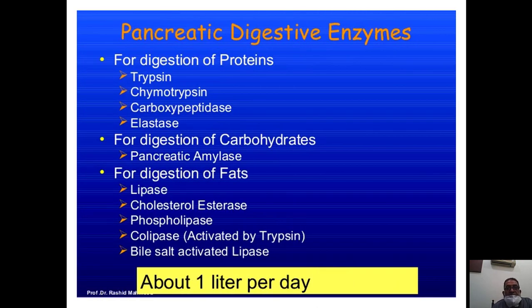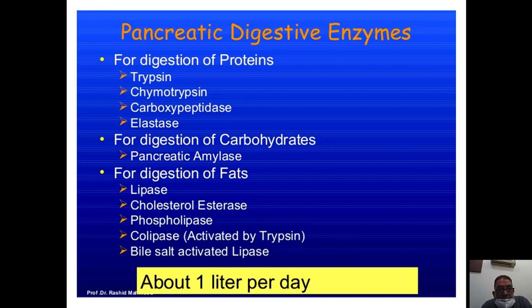Now these are the pancreatic digestive enzymes present within the gut, secreted by the pancreas. For the digestion of protein: trypsin, chymotrypsin, carboxypeptidase, and elastase. These are the four protein digesting enzymes: trypsin, chymotrypsin, carboxypeptidase, and elastase. So these are the enzymes meant for protein digestion, secreted by the pancreas.